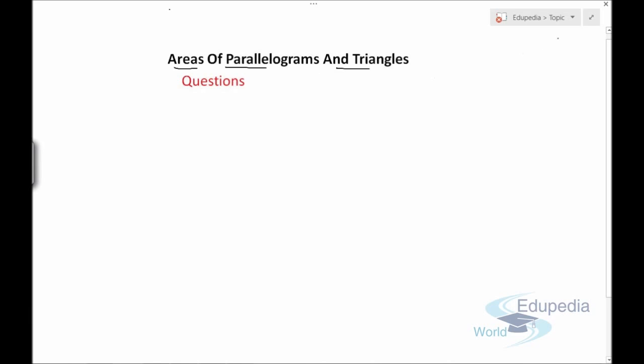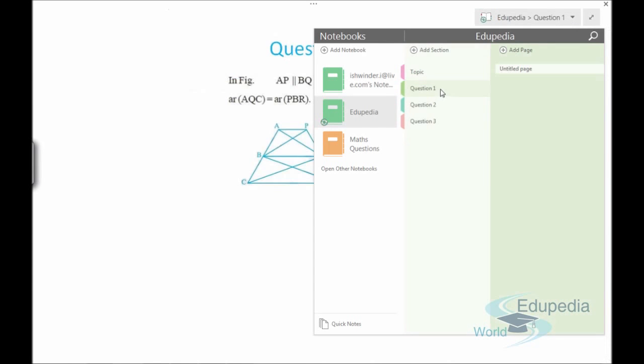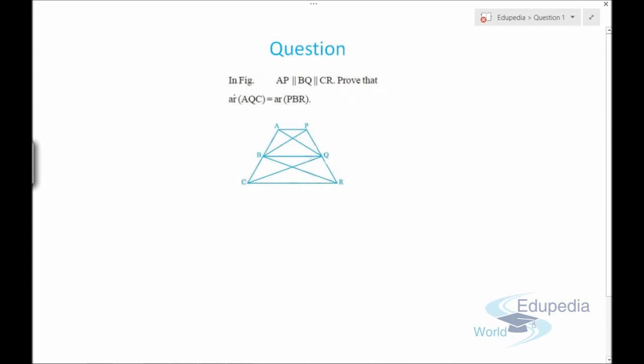So let's discuss the first question, question number 1. The question says that in the figure AP is parallel to BQ, so this line is parallel to this line, and BQ is parallel to CR. We need to prove that area of AQC, this one big area, equals area of PBR. So let's see how we can prove this.